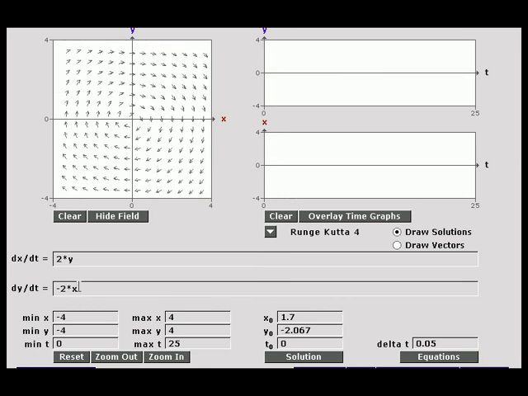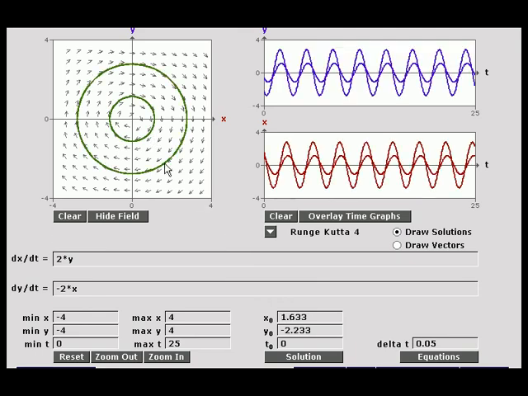And the third example, the matrix was 0, 2, minus 2, 0. The eigenvalues were pure imaginary. The real part was 0, so that should be a center. And it is. Spirals, but the real part being 0, it doesn't spiral in or out, it just circles.